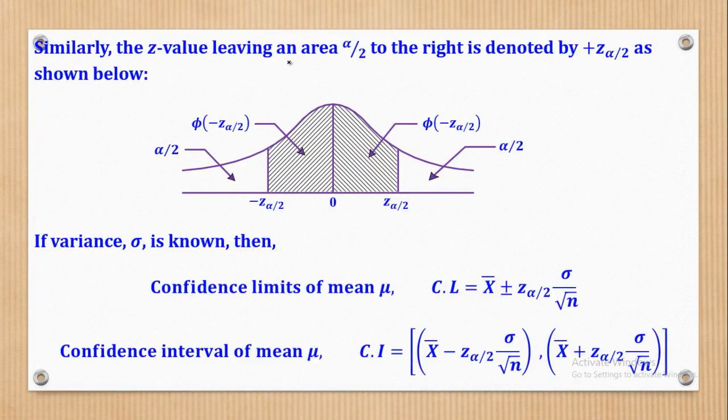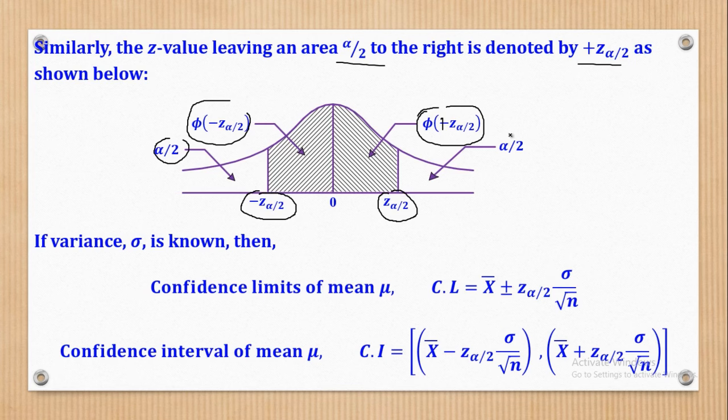Similarly, the z value leaving an area alpha over 2 to the right is denoted by positive z alpha over 2 as shown below. So this was the negative z alpha over 2, which leaves an area to the left of 0, and this one is positive z alpha over 2, which leaves an area to the right. Now the area is alpha over 2 to the left, and this to the right is also alpha over 2, meaning that from here up to here is 1 minus alpha, meaning that half of it will be 1 minus alpha divided by 2.